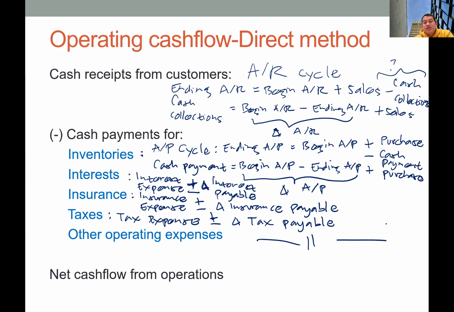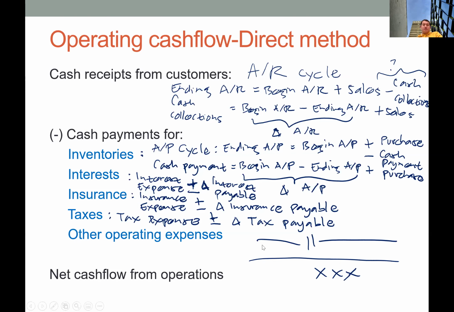Okay, so any other expenses will use the same logic. If we have another payment for, let's say, wages or supplies, we just look at the expenses in the profit and loss, and then the changes in the balance of the corresponding liabilities account in the balance sheet. If we deduct this cash payment out of the cash received from customers, we will get the net cash flow from operation. So this is the net cash flow from operation.